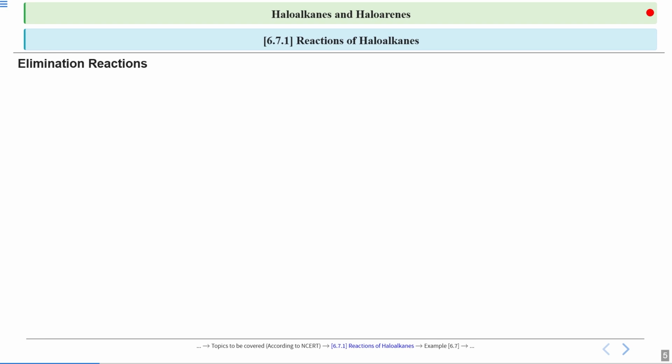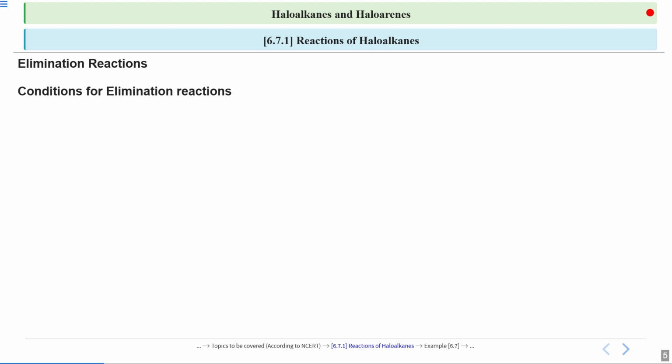So let's begin with the elimination reactions. Until now you have seen we have covered the SN1 and SN2 reactions, right? The substitution nucleophilic unimolecular and bimolecular reactions. And we have also covered the different stereochemical aspects of the substitution nucleophilic reactions. Today we are going to cover the elimination reactions.